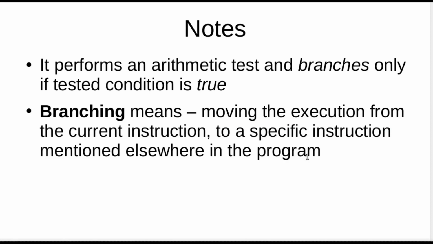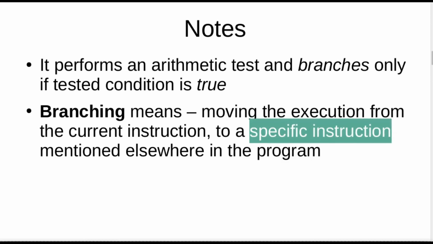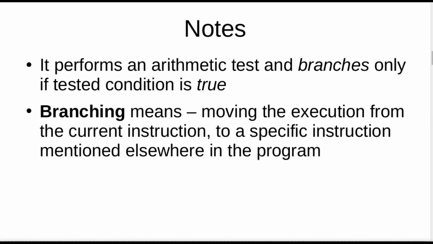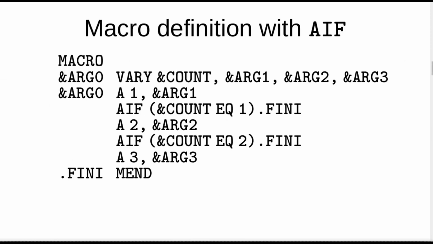And where do we move the branch to? Which specific instruction is executed? The instruction whose label we are mentioning in the AIF statement, right? So this is the understanding of how the AIF statement works. Now we will see that with an example.